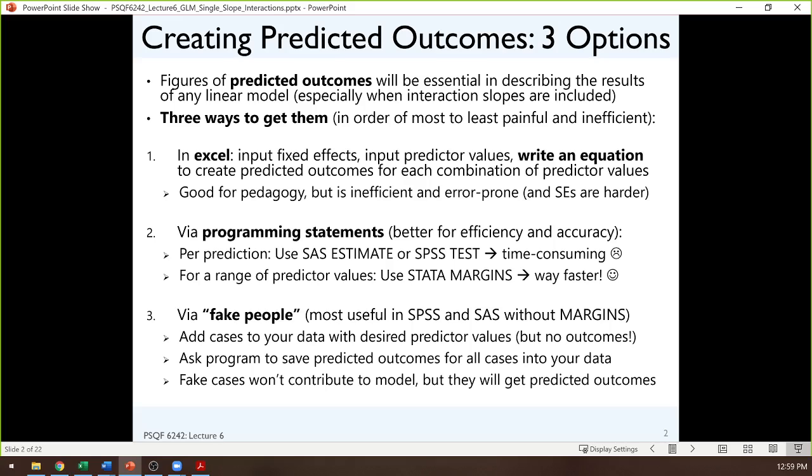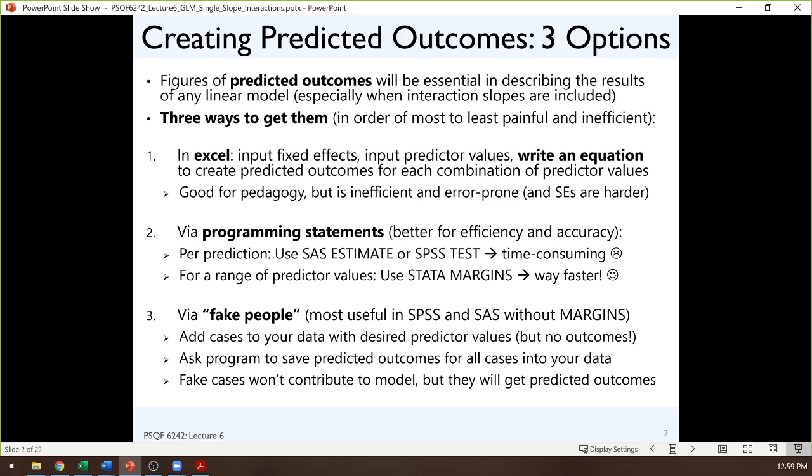The most painful would be to use Excel. So I used to have people do this for pedagogical purposes. This is where you would open up a spreadsheet, you would type in the parameter estimates from your output, right? Like your intercept estimate, your slope estimate. You would add in another column for the values of the predictors that you want to make, and then you would have another column that calculates the predicted outcome for each person. That's all fine and good.